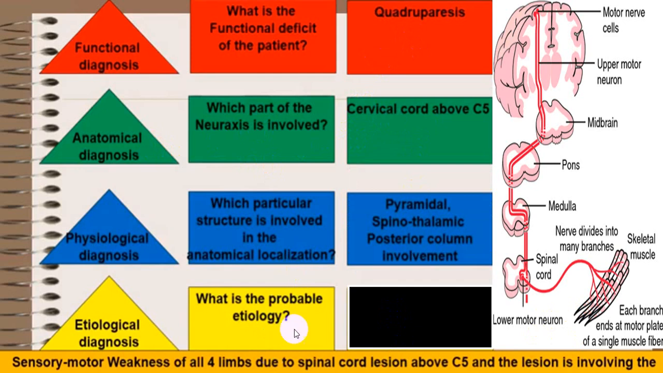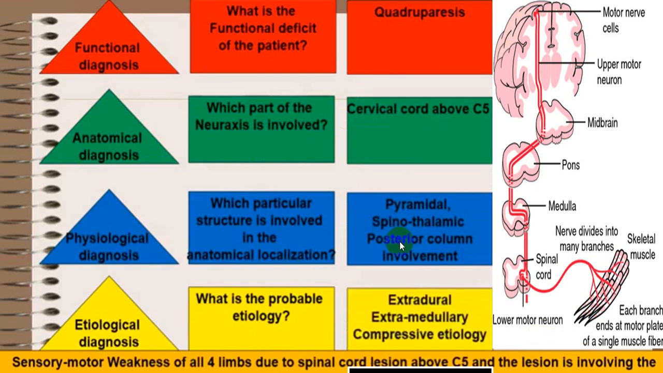Which portion is being involved? Pyramidal tract, spinothalamic tract, posterior column are involved. So probable etiology is extradural, extramedullary compressive etiology. So that is how you have to put together.